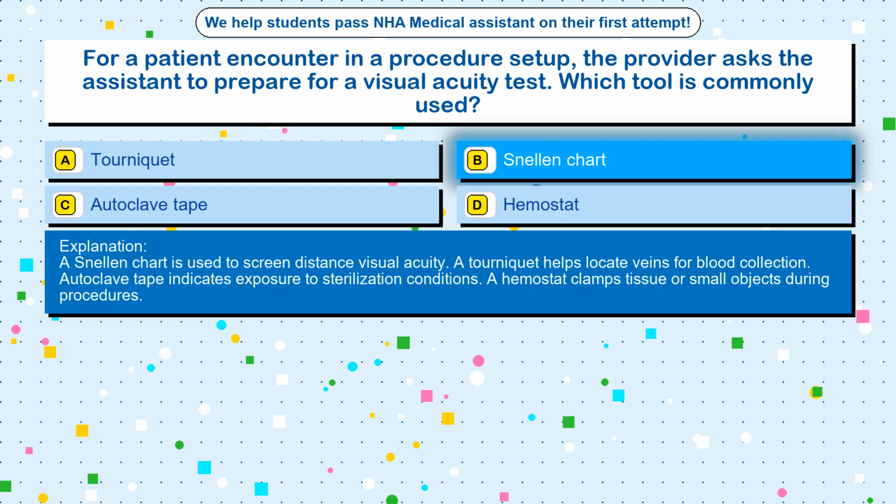A Snellen chart is used to screen distance visual acuity. A tourniquet helps locate veins for blood collection. Autoclave tape indicates exposure to sterilization conditions. A hemostat clamps tissue or small objects during procedures.